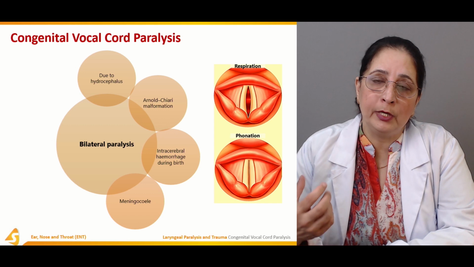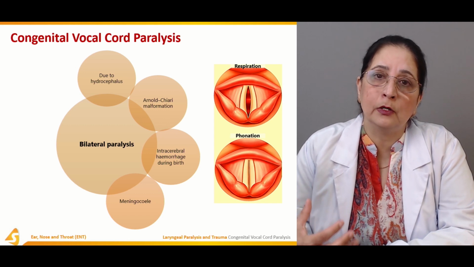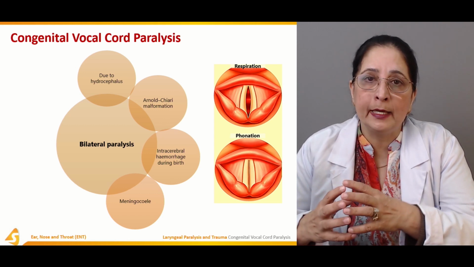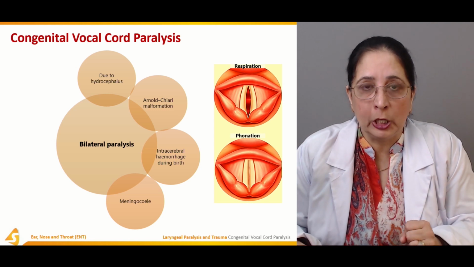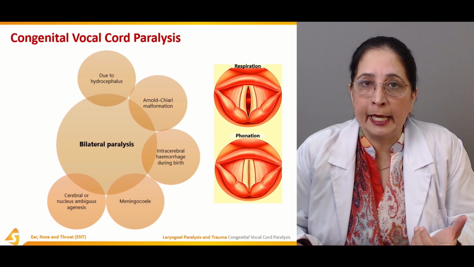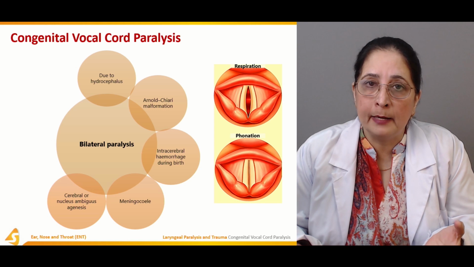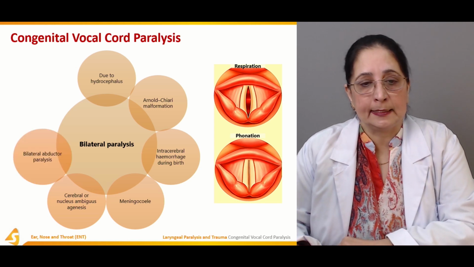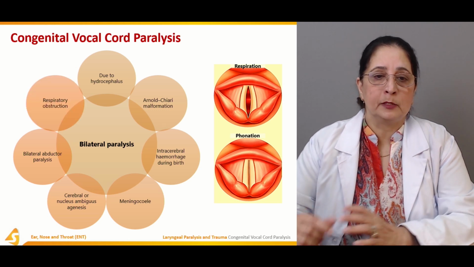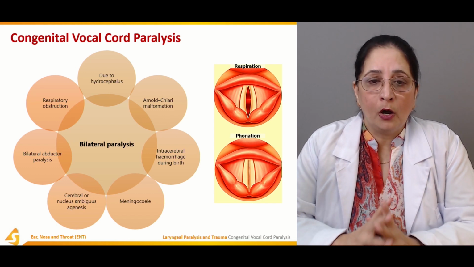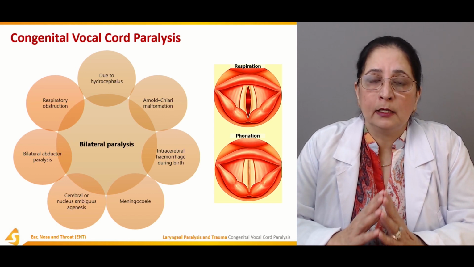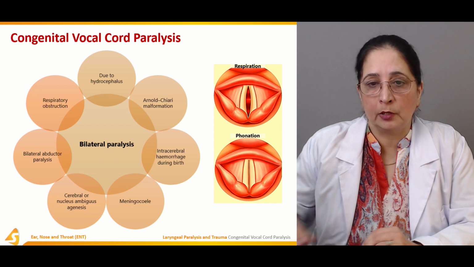Meningocele, in which the meninges, which are the coverings of the brain and spinal cord, protrude through an opening in the spinal cord. So this is meningocele. Then we have cerebral or nucleus ambiguus agenesis, failure of the development of the nucleus, causing bilateral abductor paralysis and respiratory obstruction. All these are the congenital causes of bilateral paralysis.